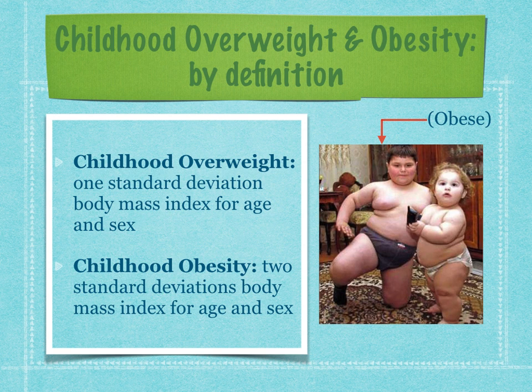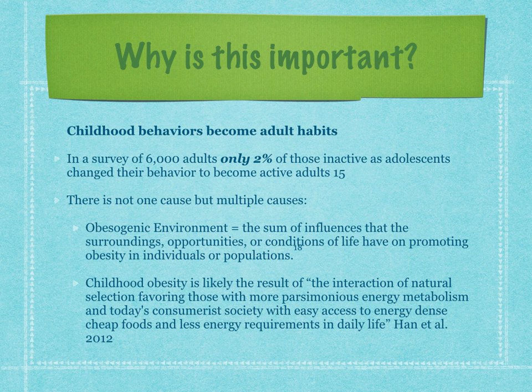By definition, childhood overweight is one standard deviation body mass index for age and sex, while obesity is two standard deviations. The children pictured here are obviously two. So, why is it important to know this topic? Well, childhood behaviors become adult habits. In a survey of 6,000 adults, only 2% of those who were inactive adolescents made a behavior change to become an active adult. There's not one cause to childhood obesity, but multiple causes.